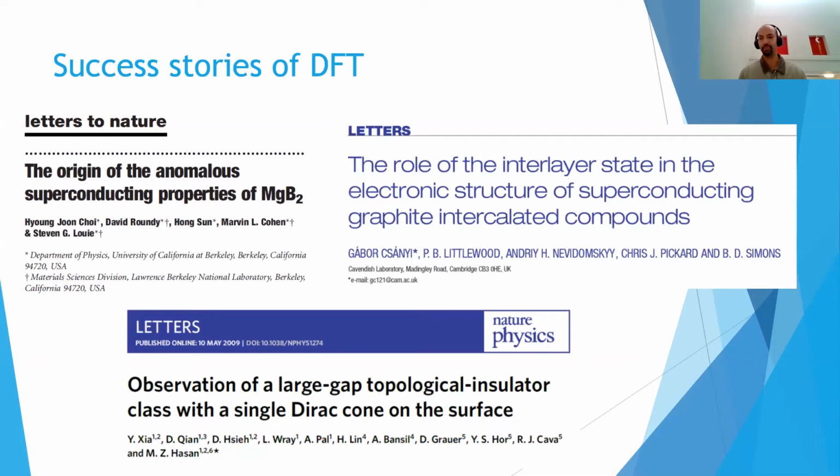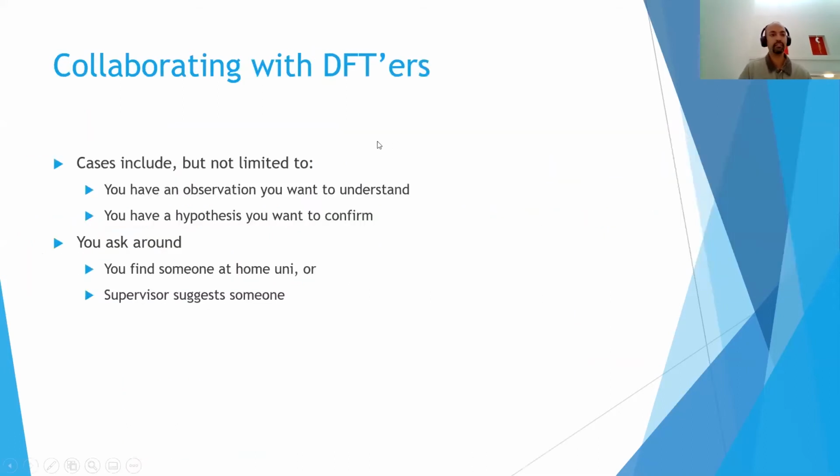But in the time available, I just want to give a few examples from what I'm familiar with. Okay, mindful of the time, I'll try to run a bit quicker. So when you collaborate with a DFT person, you're an experimentalist and you have some results, and you want to collaborate with a DFT person. So why would you do that?